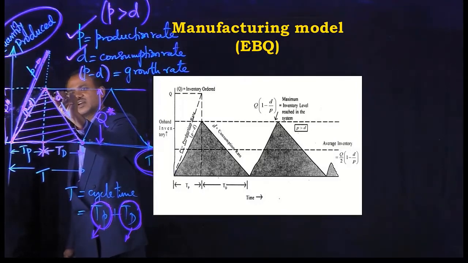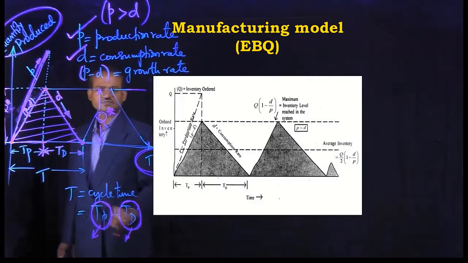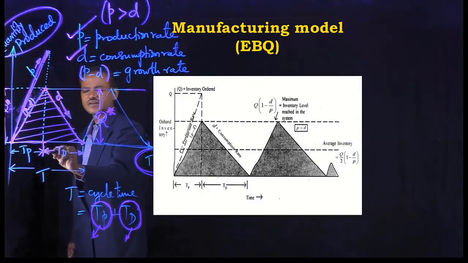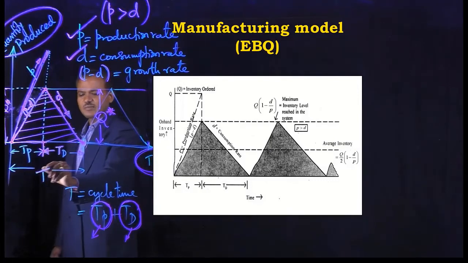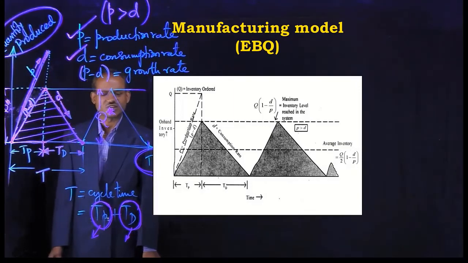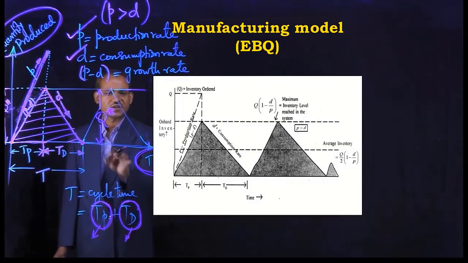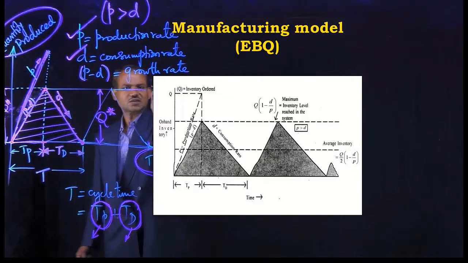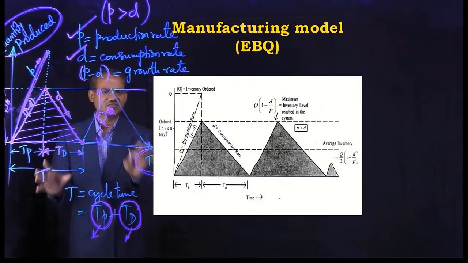Then only consumption is there, that is also uniform with a rate of small d of the produced items. Stock reduces like this. So T suffix D is nothing but the depletion time. Capital T means it is the cycle time. Cycle time is nothing but the production time and depletion time. Okay? From this diagram, we are going to derive the average inventory level.